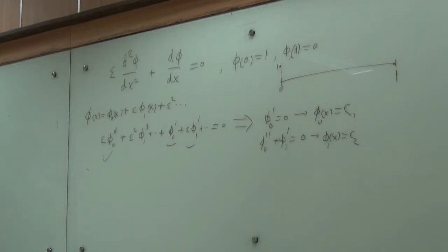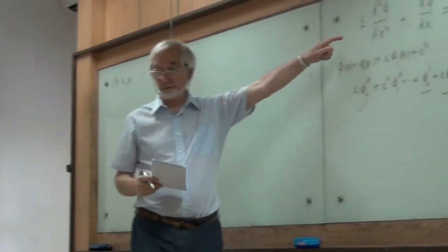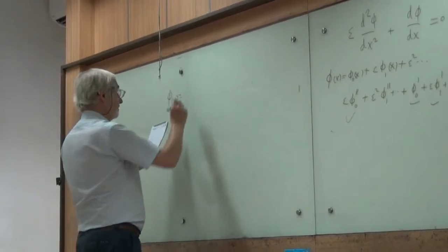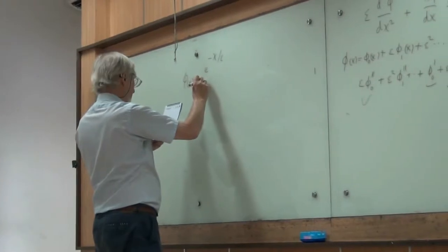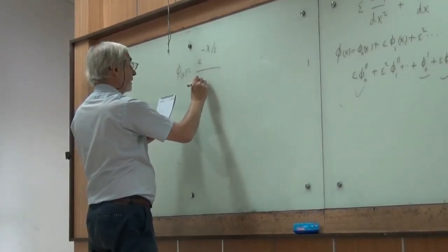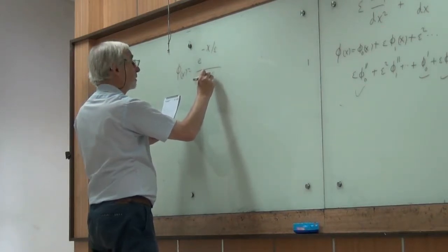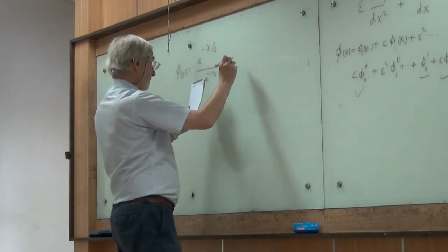I hope I made no mistake, but I think it's good. Phi x, I said that it's an extremely simple equation, it's constant coefficient, so the solution is very simple. It is e to the power minus x divided by 1 minus e to the power epsilon minus.